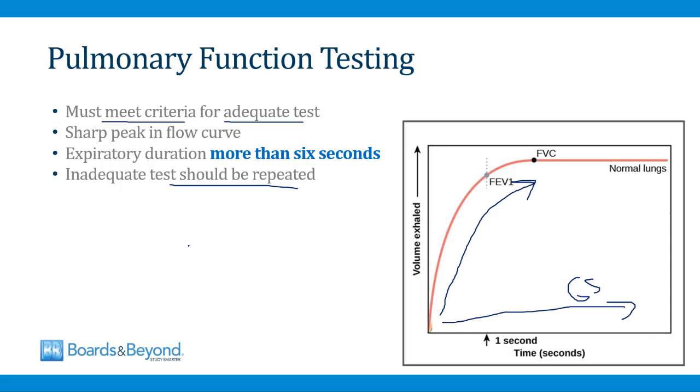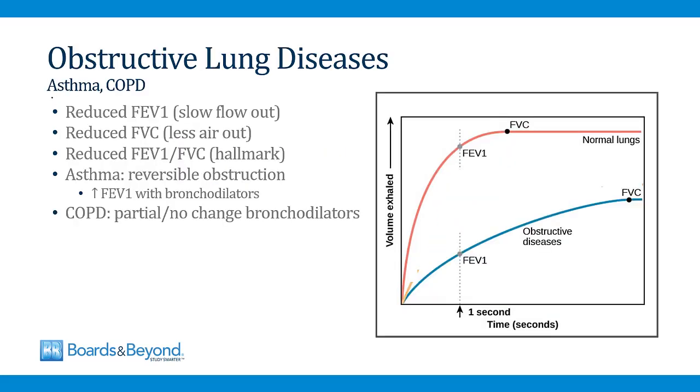In obstructive lung diseases like asthma or COPD, the spirometry curve shifts from the red curve shown here for normal lungs to the blue curve shown for obstructive diseases. The problem in obstructive lung diseases is that air cannot get out and it gets trapped inside the lungs. This means that the forced expiratory volume in 1 second is going to be reduced because it's difficult to get air out. There's slow flow of air out of the lungs. There's also going to be a reduced forced vital capacity because air is trapped and less air gets out.